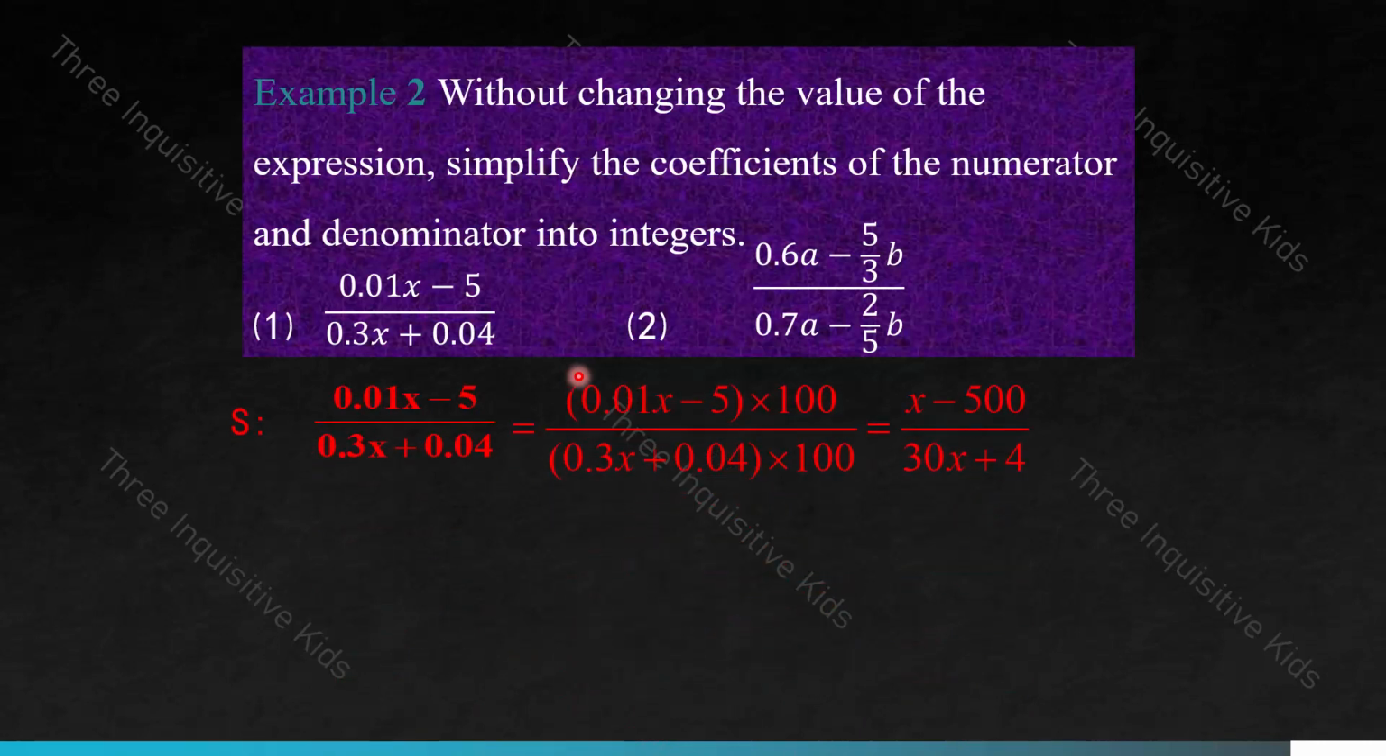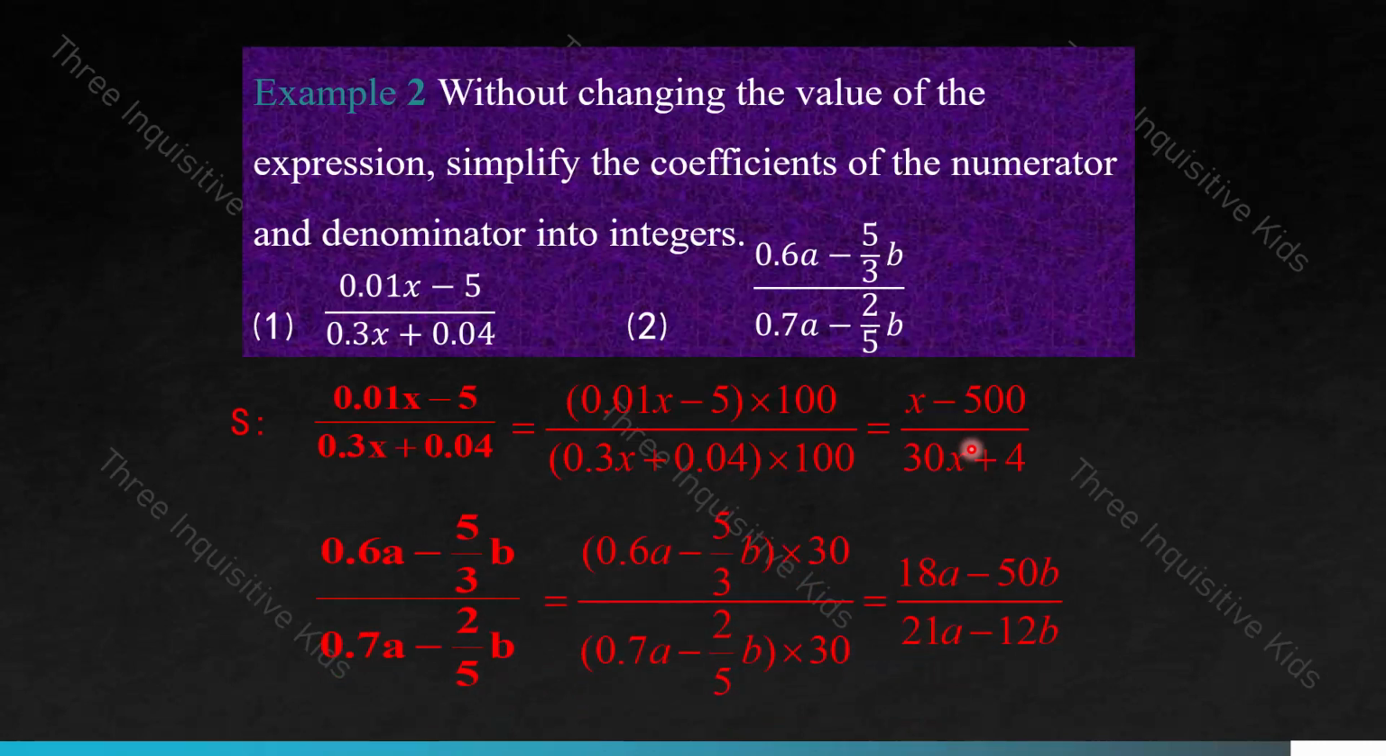Since we want to turn the coefficients into integers, we can see that the lowest place value that these coefficients in the first question get to is the hundredths place. So we can multiply both the numerator and denominator by 100. That way we'll get x minus 500 over 30x plus 4. Now for the second one.